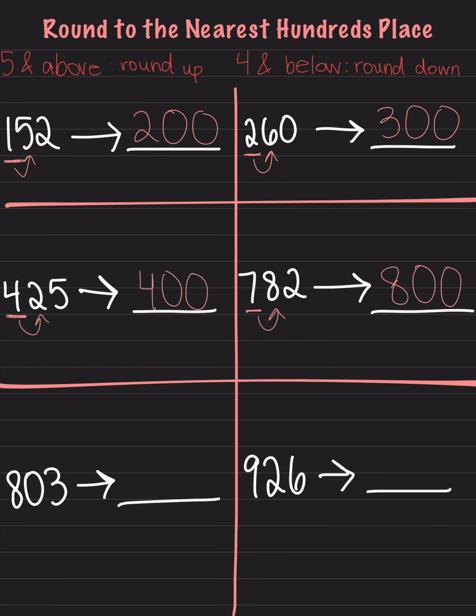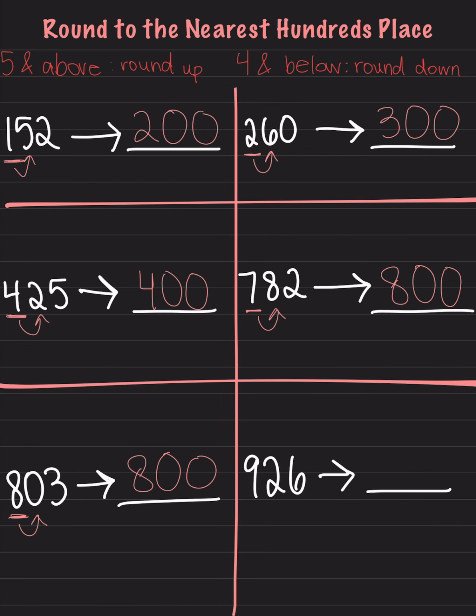Next, I have 803. Remember, 8 is in the hundreds place. Then I look at its neighbor, which is 0. 0 is 4 and below, which means this 8 is rounded down. Remember, rounded down simply means I keep the number the same. So the 8 will remain an 8. And I will follow it with 2 zeros.